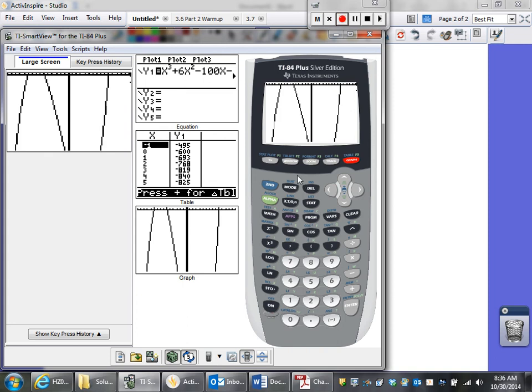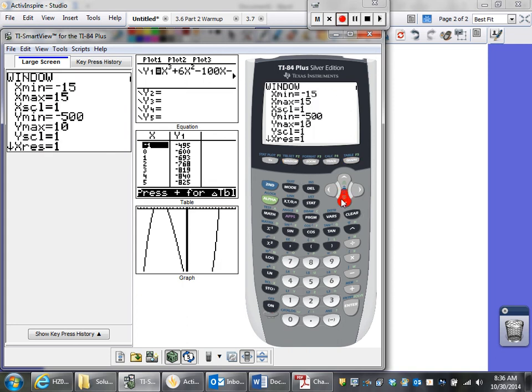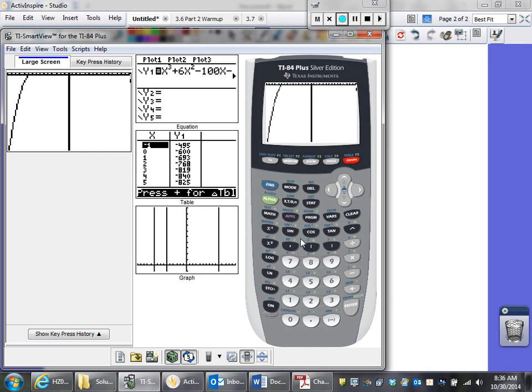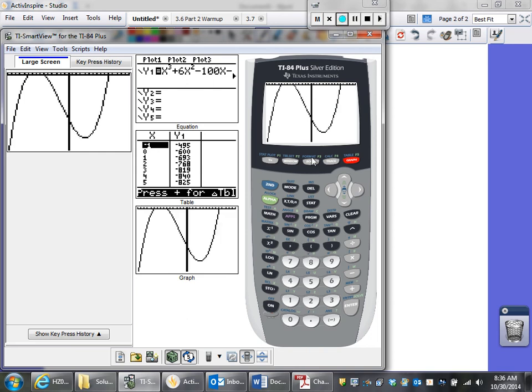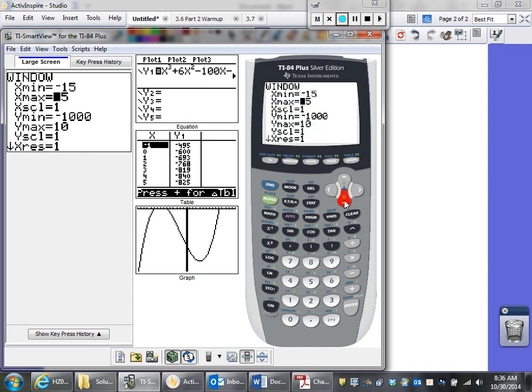I just want you to see that you can change the window button to fit the graph that you're looking for. I'm going to jump out to negative 1,000. This thing's going down pretty far. Oh, look at that. We're finally starting to see it. And you can also switch it to see the upper part of the graph for the max. And I can say, what if we go up to 200?